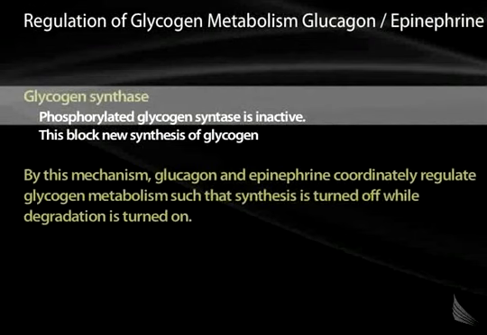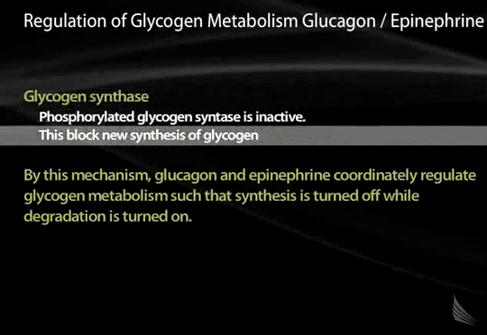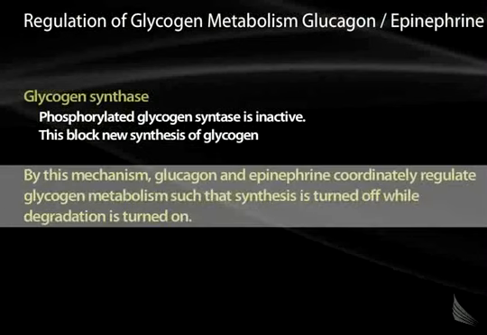Now, on the other hand, phosphorylated glycogen synthase is inactive, and this blocks new synthesis of glycogen. So glucagon and epinephrine lead to the phosphorylation of glycogen synthase, so it becomes inactive. And by this mechanism, glucagon and epinephrine are able to coordinately regulate glycogen metabolism such that synthesis is turned off while degradation is turned on.